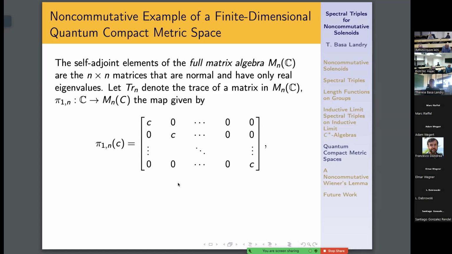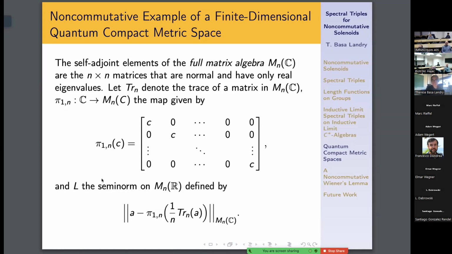Okay, so here's a non-commutative example of a finite dimensional quantum compact metric space. Taking as the unital C-star algebra the complex valued n by n matrices that are normal and have only real eigenvalues, and for the semi-norm, take the normalized trace and take this difference. When you equip this unital C-star algebra with this semi-norm, it happens to have the structure of a quantum compact metric space.